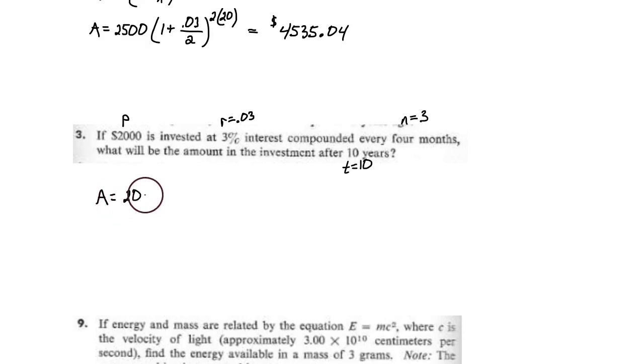The principal is 2,000. Fill in the R. Fill in the value of N. And fill in the value of T. Again, every one of these numbers is on the right side of the equals, so type this expression in exactly as you see it. And the answer is $2,695.69.